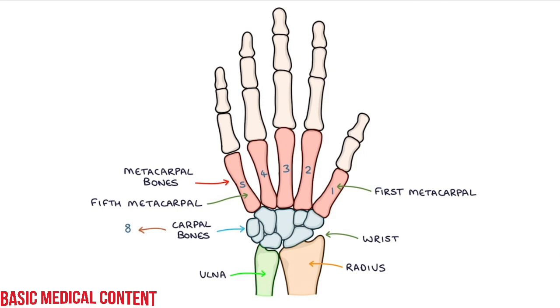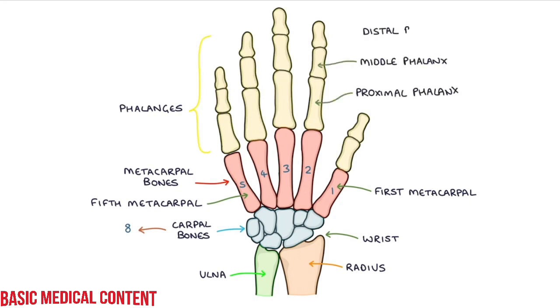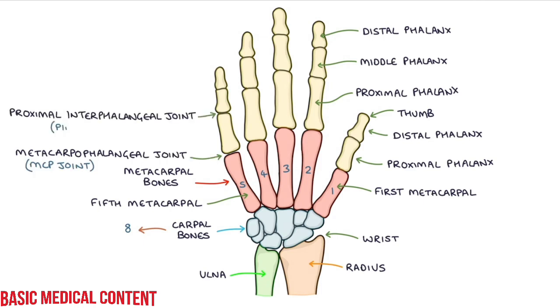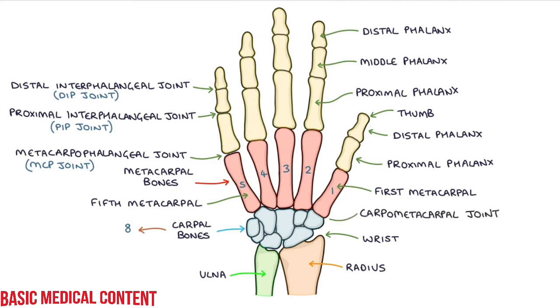The fingers and thumb contain the phalanges. Each finger has a proximal phalanx, a middle phalanx, and a distal phalanx. The thumb only has a proximal phalanx and a distal phalanx. If we move from the base to the tip of each finger, there is the metacarpophalangeal joint, or MCP joint, proximal interphalangeal joint, or PIP joint, and the distal interphalangeal joint, or DIP joint. At the base of the thumb is the carpo-metacarpal joint, or CMC joint.